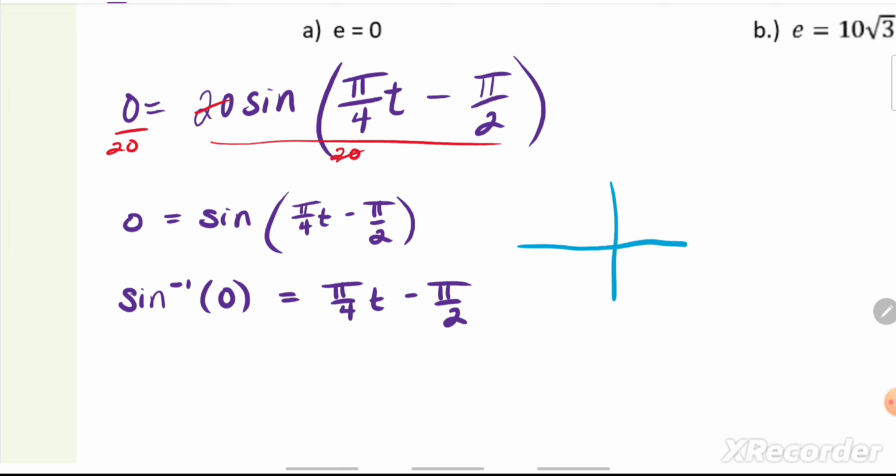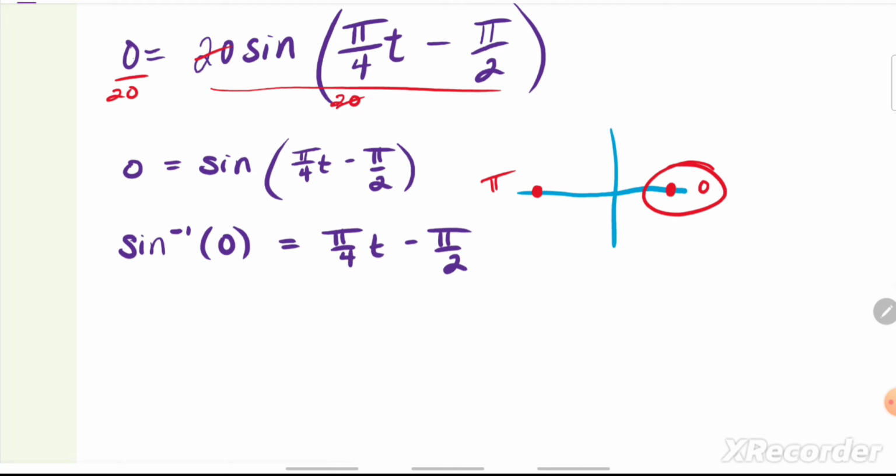Sine is 0 when we have a height of 0, which happens here and here. Well, I want the smallest one, and this is 0 and this is pi. So I'm going to take the 0. Sine inverse of 0 will be 0 equals pi over 4t minus pi over 2. And now we're just going to solve for t.